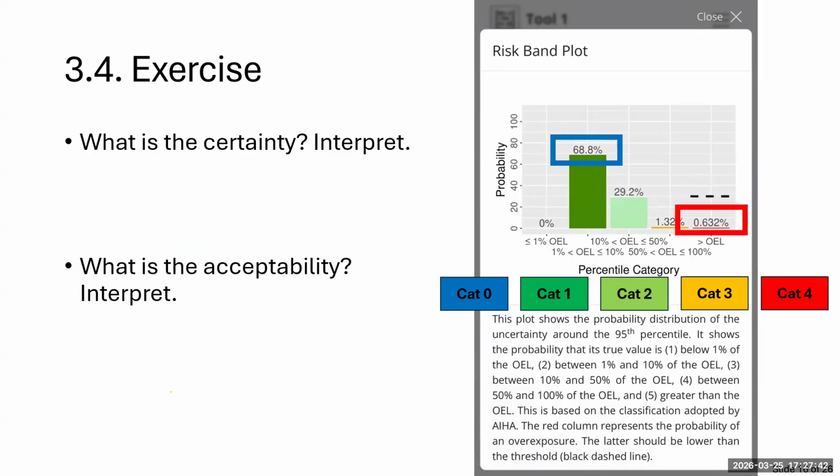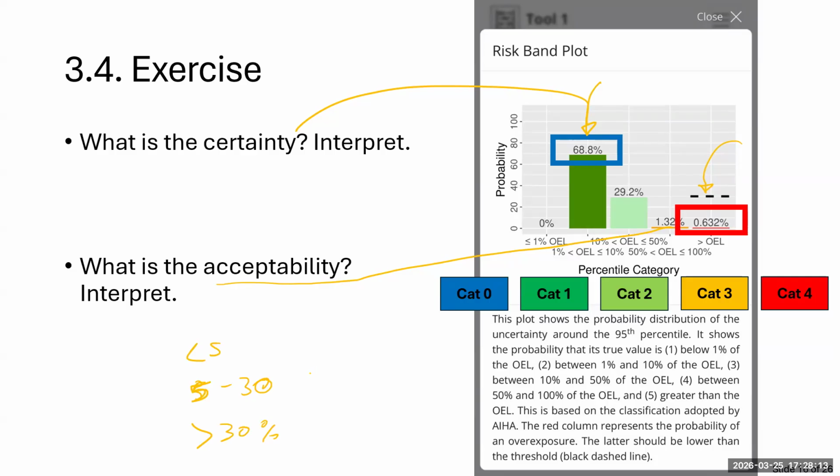All right, so now with this one, the other one, I'd like you to interpret. So this is our tallest category. That's related to our certainty. And then this is our category 4. That's related to our acceptability. How would we interpret that? Remember, our cutoffs are less than 5, 5 to 30, and then greater than 30%.